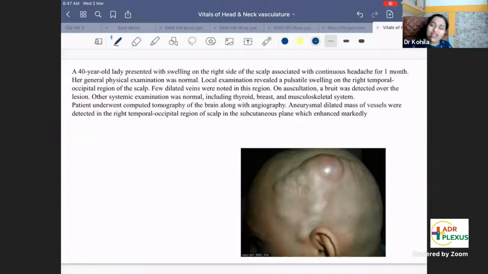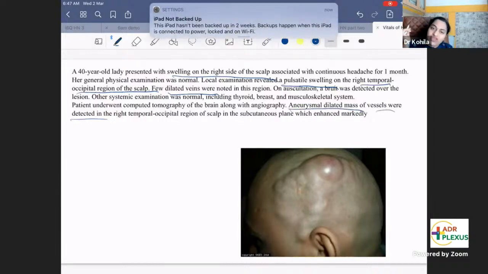This was also asked in your previous year question paper, so just see this. There is a swelling on the right side of the scalp, a pulsatile swelling in the right temporal occipital region. Dilated veins were noted. Any idea what is the diagnosis here?